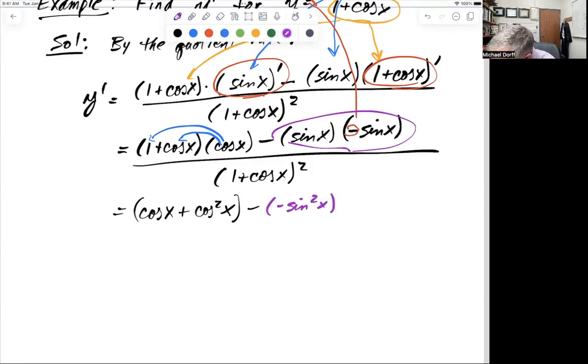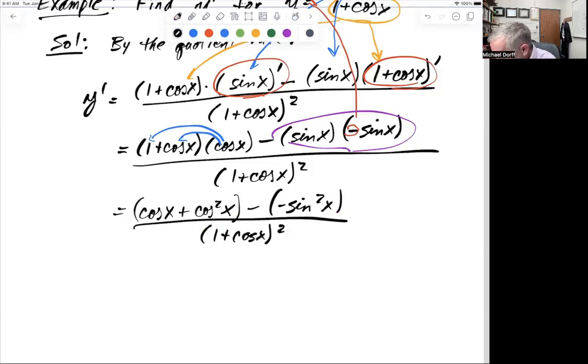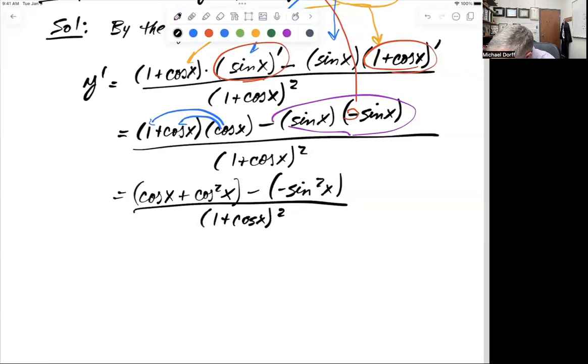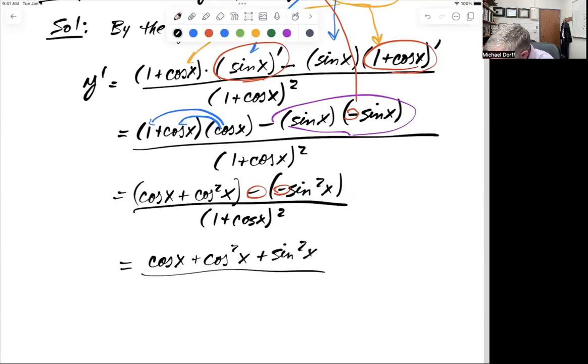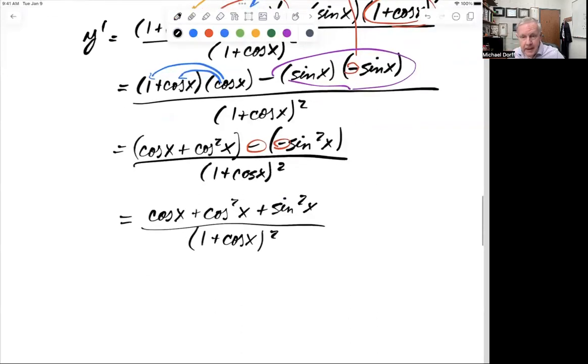Oh, I wanted to do that in black. Let me just redo that. Okay, in black. So that's going to be minus sine squared x, and then all over the denominator squared, or what I have there. And so now, simplifying this, I've got cosine x plus cosine squared x. And then I have my negative and negative, so that becomes a positive sine squared x over 1 plus cosine x, quantity squared. And some people would say, well, okay, I'm done.